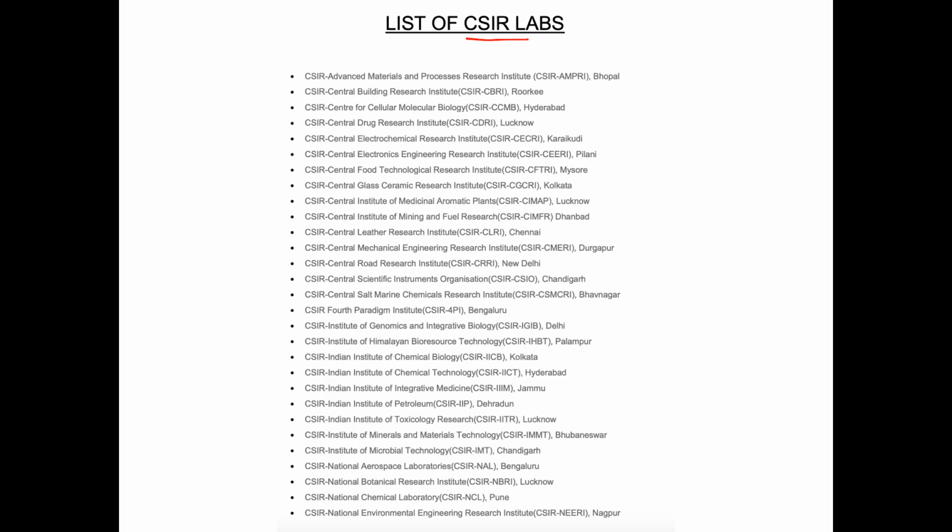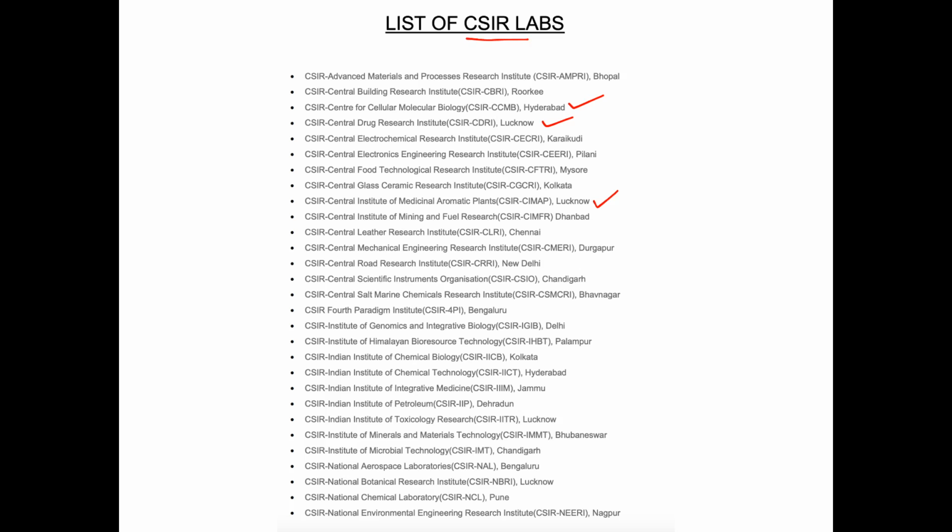And these are the list of different CSIR labs working in different areas of science. For example, we are from the life sciences, so let's talk about the life science related CSIR labs. The very first lab is the Center for Cellular and Molecular Biology, CSIR-CCMB, located in Hyderabad. Next is the Central Drug Research Institute, Lucknow. Next is the Institute of Medicinal and Aromatic Plants, CIMAP, Lucknow.